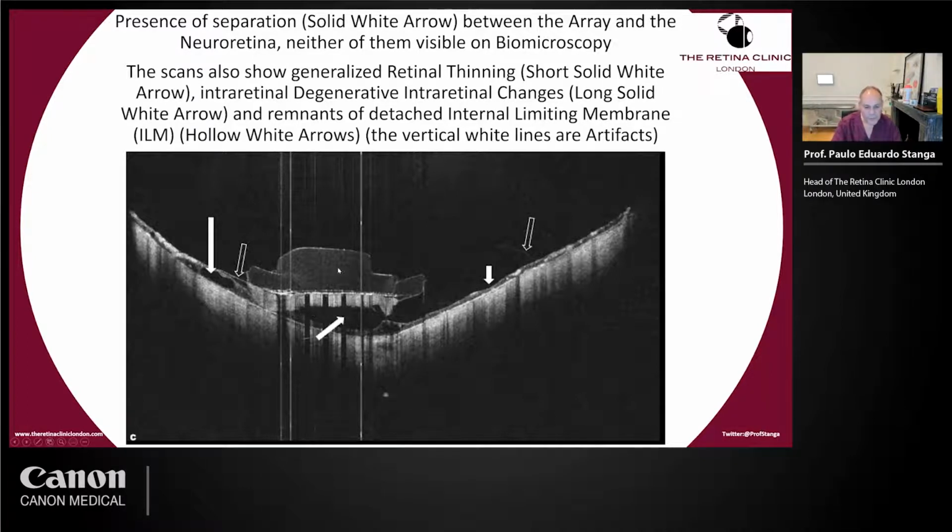We're going through the array. These are the electrodes. We can see the thinning of the retina, the schitic or degenerative changes in the retina under the array. And we can see epiretinal membrane between the array and the neuroretina. Look how thin the retina is and partial detachment of the internal limiting membrane.